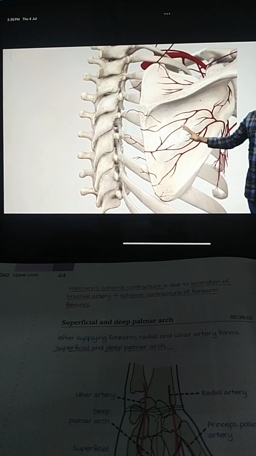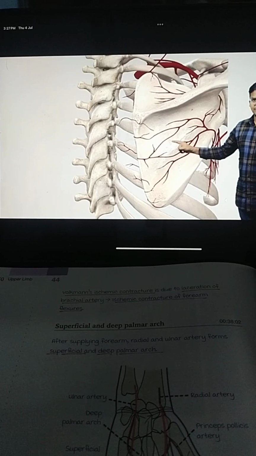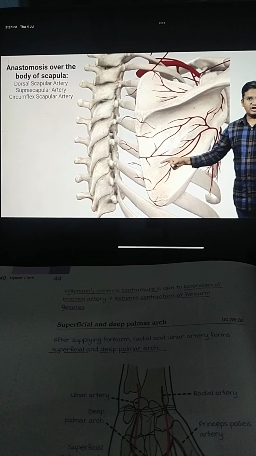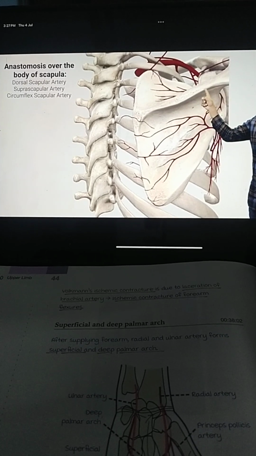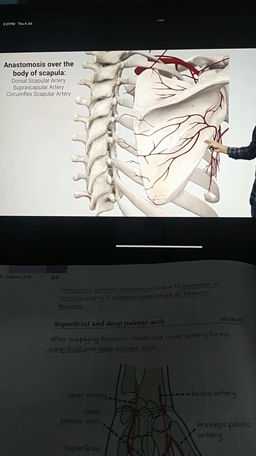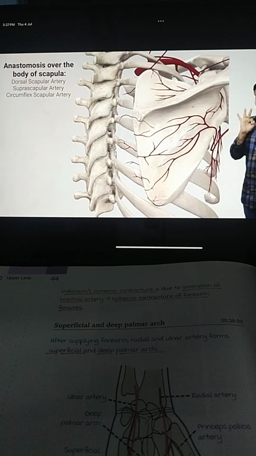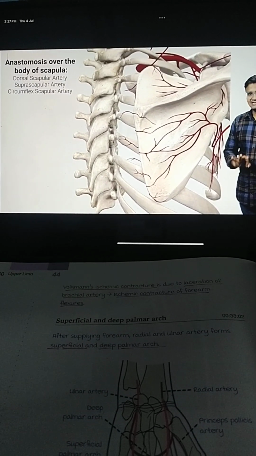Now first over the body. In the body, three arteries are anastomosing with each other. The contribution from the dorsal scapular, number one. Contribution from the suprascapular, number two. And contribution from the circumflex scapular. So three arteries are involved in the anastomosis over the body of the scapula.